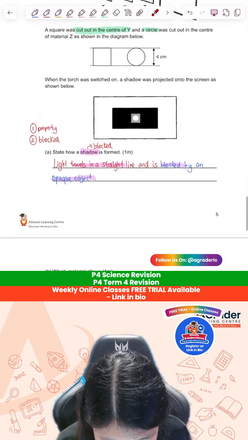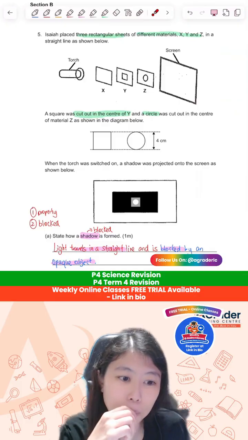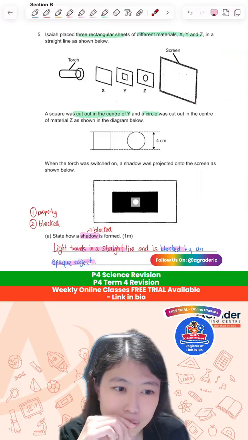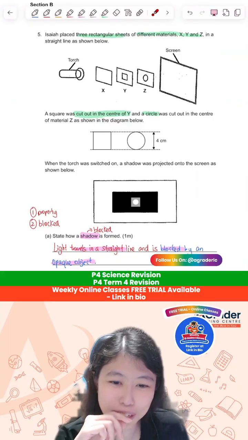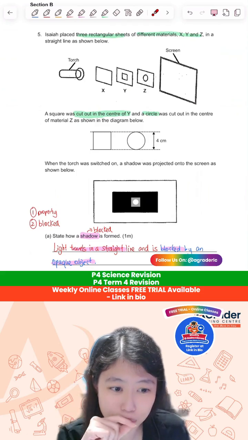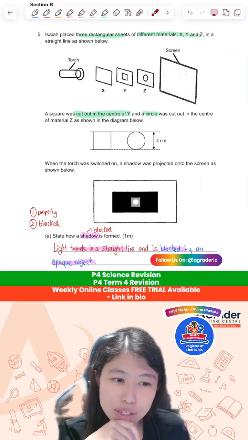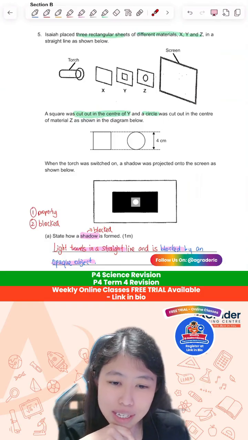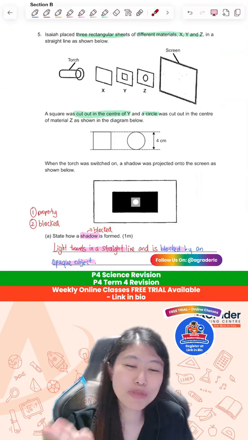So based on this, which one do you think allows light to pass through? What do you think? You look at the shadow very carefully. Later I'll explain why. I want to see what you think first. Which one do you think allows all the light to pass through? Later then I explain why. I see a few X. Oh, one Z. Okay, I've seen a mixture of X and Z.